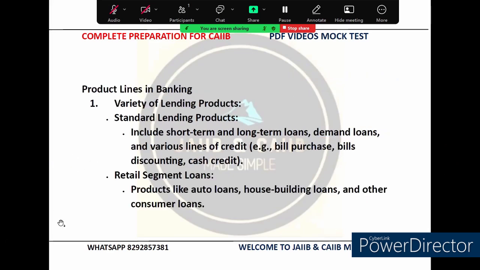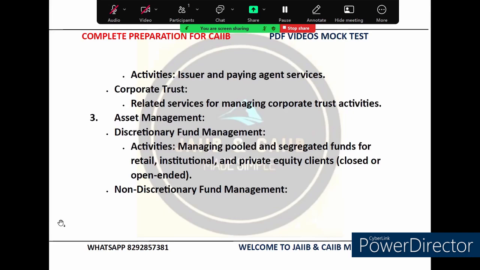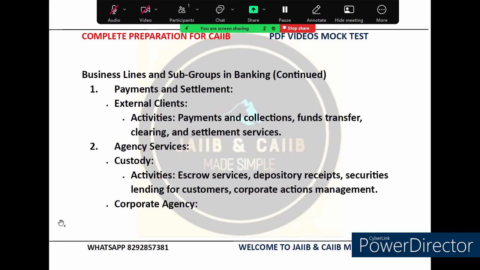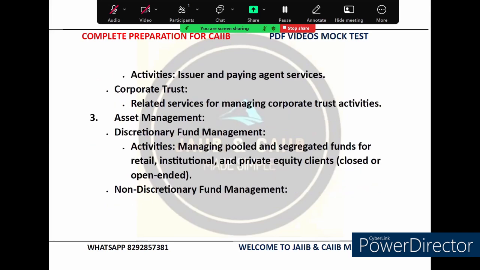So what are the key takeaways from these two slides which we have covered just now? We were discussing the important business lines of a bank. The first business line involves payment and settlement services, which help money move between clients. Then we have agency services, which include custody services like escrow, depository, securities lending, as well as corporate trust management. Then we have asset management services, which help clients invest their money either with full control or limited involvement.